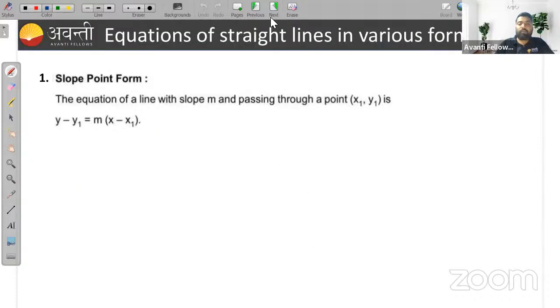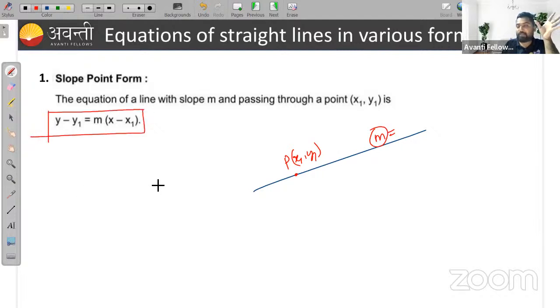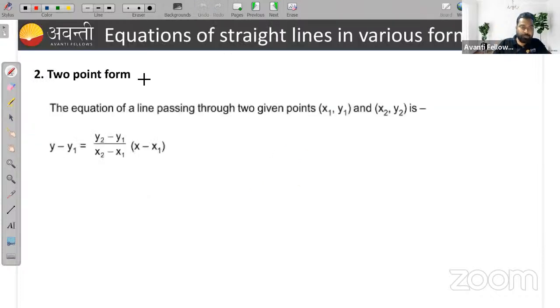Now we'll see the equation of straight lines in various forms. Already we have studied all the forms of straight lines. The first form is the slope point form. If you have a point P(x1, y1) on the line and the slope is given, then the equation of the line will be y minus y1 is equal to slope into x minus x1. That is the slope point form of a line. When the slope and a point of a line are given, you can easily find the equation of the line. Is that clear?